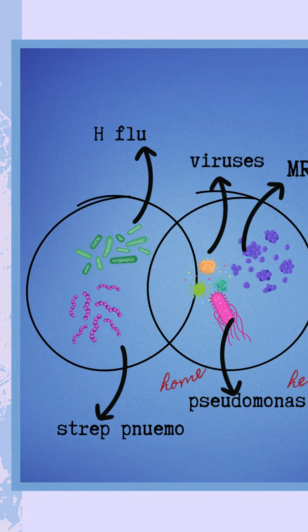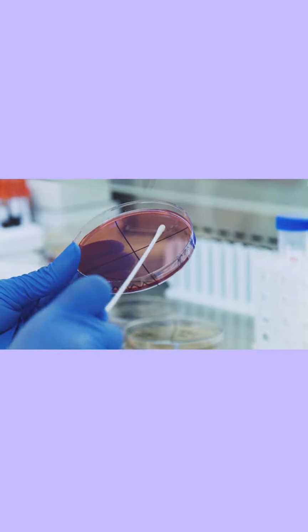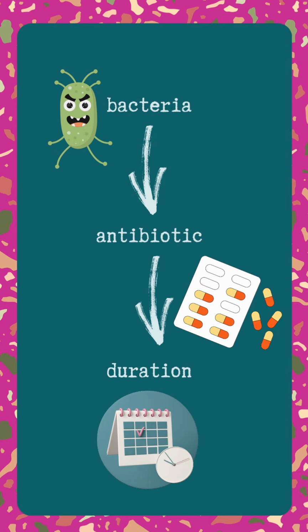Where infection occurs gives us the best guess of the likely causative bacteria, specifically whether we need to cover resistant strains that are prevalent in healthcare settings like MRSA and Pseudomonas. This in turn will help to determine the choice of antibiotics and the duration of therapy.